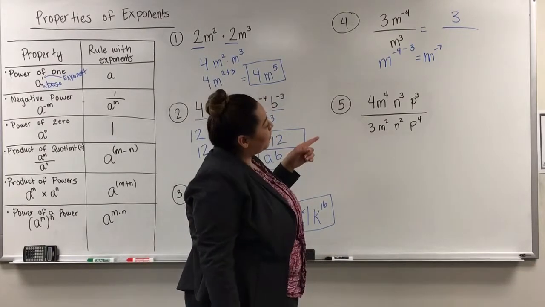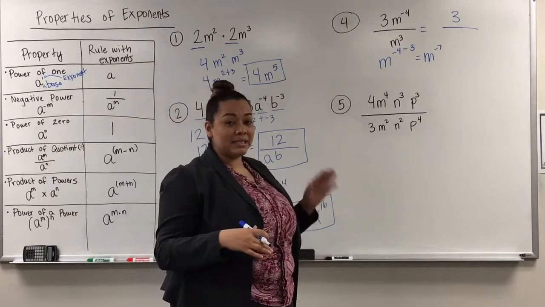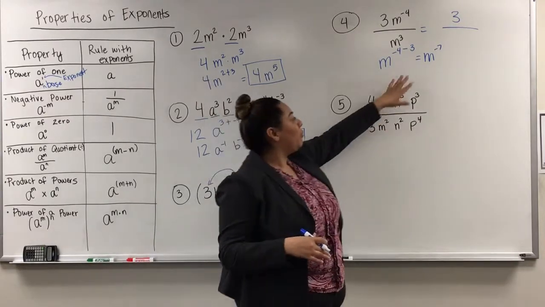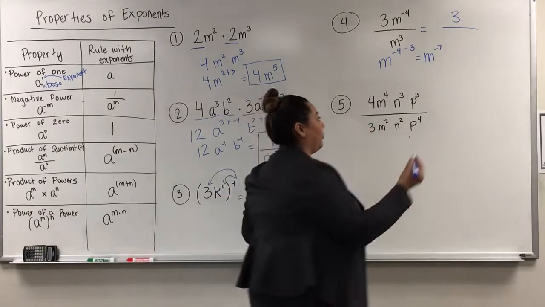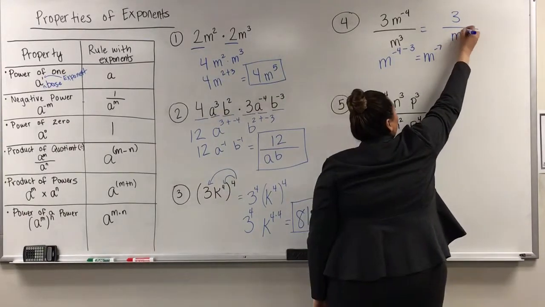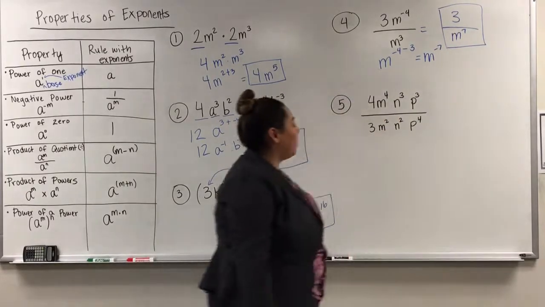Now that m to the -7, is it going to go in the top or is it going to go in the bottom? In this case, it's going to go in the bottom because remember, we don't want an exponent as a negative. Whenever we have a negative, just send it to the bottom and take out the negative. So this right here will be our final answer.